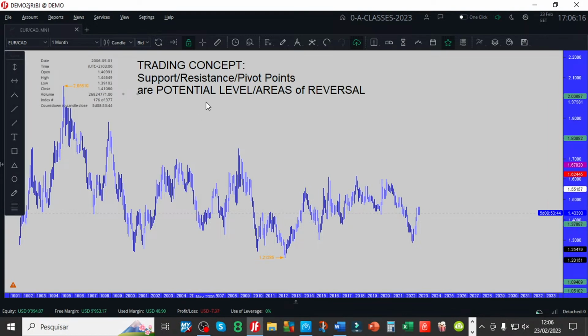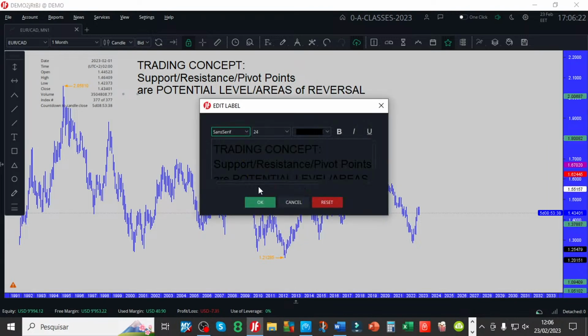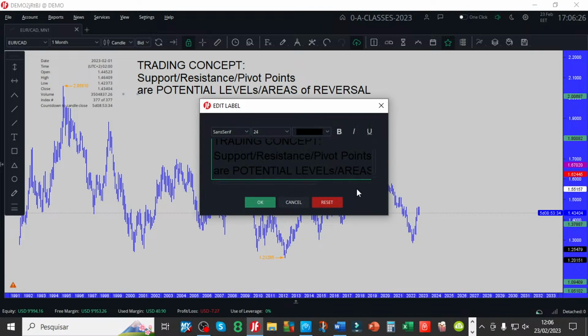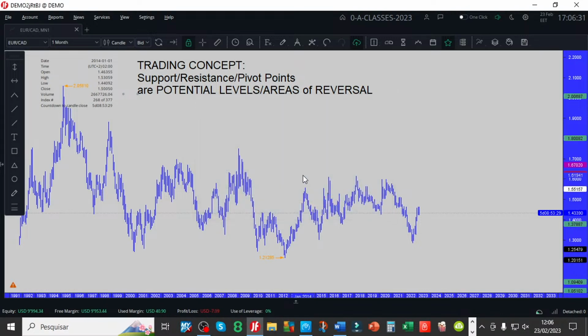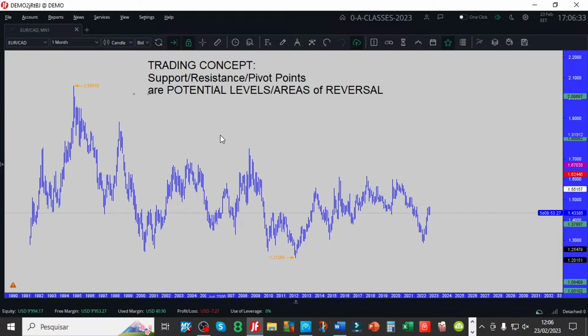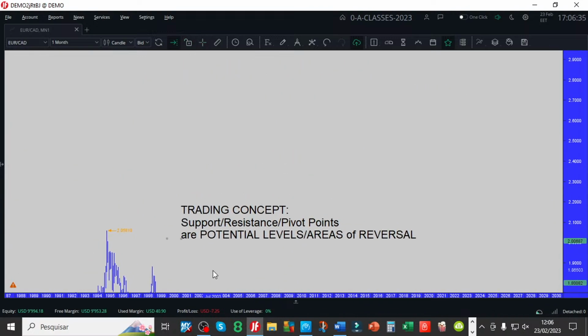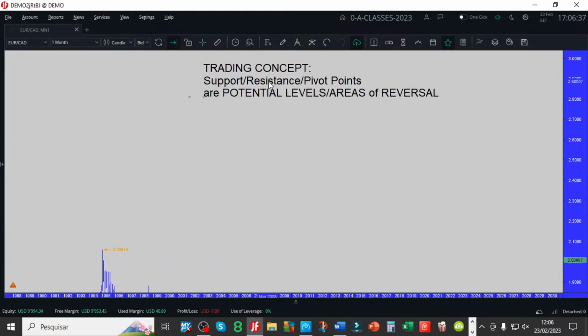It's a trading concept. Support, resistance, pivot points are potential levels, potential areas of reversal. Okay, everybody, unlock the chart. There you go.